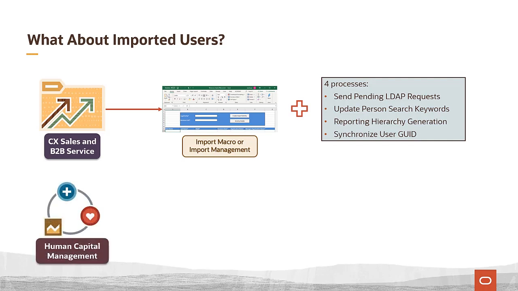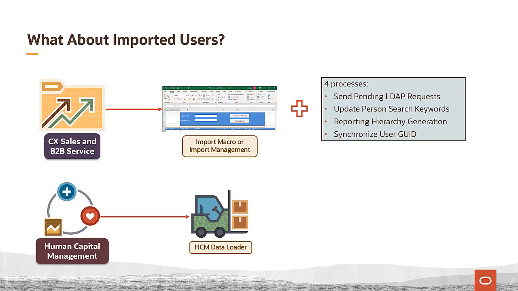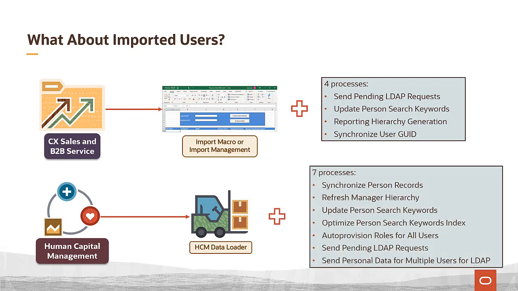On the other hand, if you're using Human Capital Management to manage your users, you instead use the HCM Data Loader tool. Since it is not aware of auto-provisioning rules, you have 7 processes to run. Of these 7 processes, 2 are critical: Synchronize Person Records and Auto-Provision Roles for all users. The Synchronize Person Records synchronizes the HCM records with the Help Desk records. After this process completes, you should sign in and check your Help Desk users to make sure they're visible.